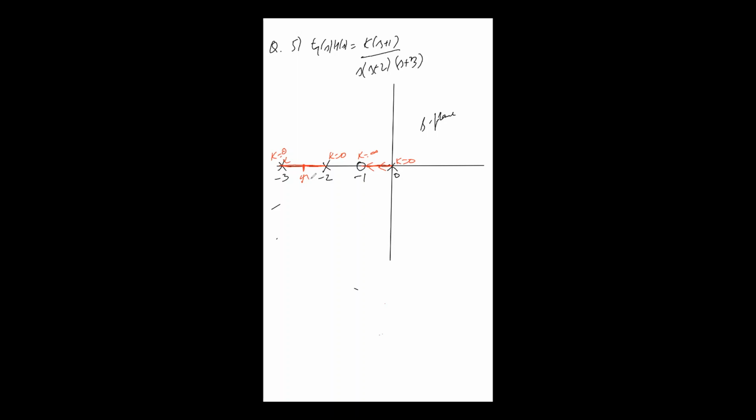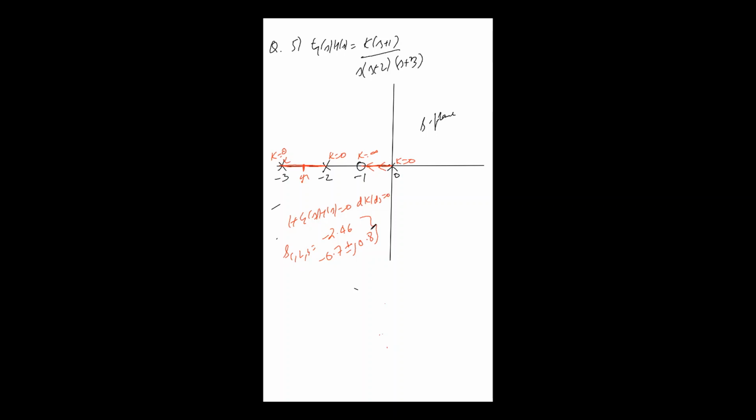So in order to calculate the breakaway point, what you need to do is 1 plus GS HS is equal to 0. When you do that and find out the roots, you will get 3 roots, which are as follows. One root is at minus 2.46, and the other 2 roots will be minus 0.7 plus minus j 0.8. These will be the 3 roots which you will get after putting 1 plus GS and doing dk by ds is equal to 0.